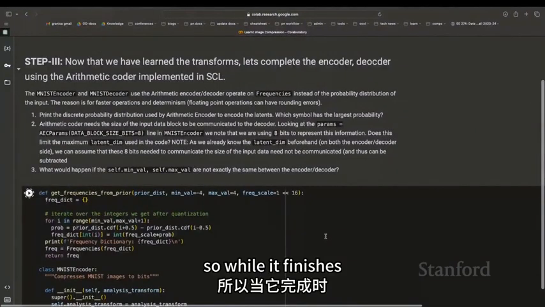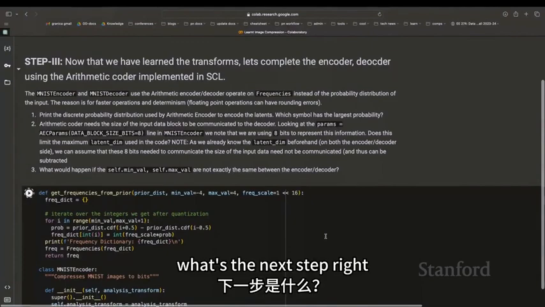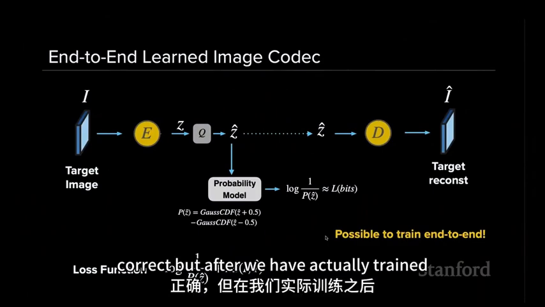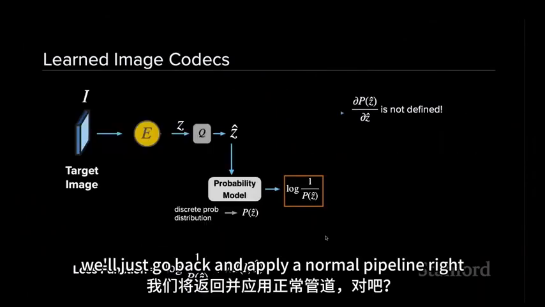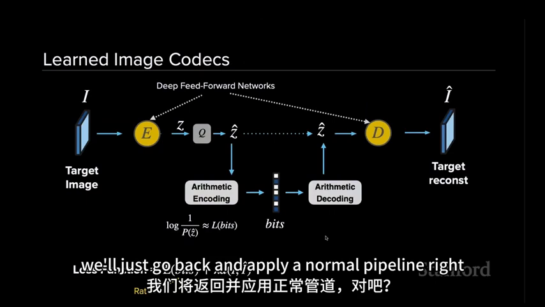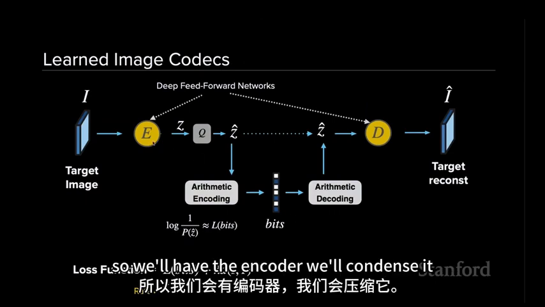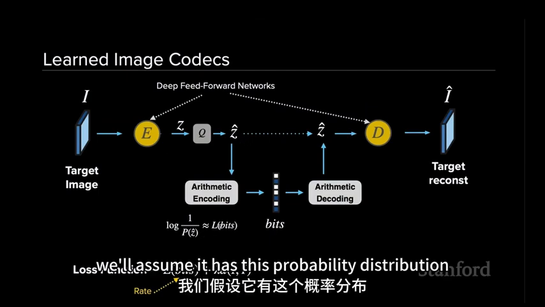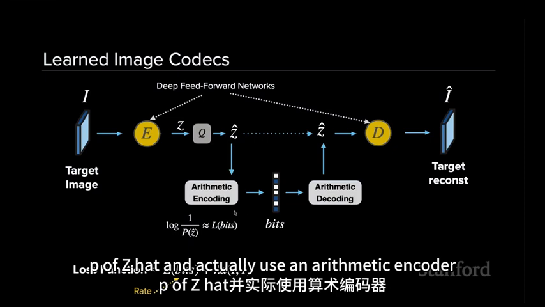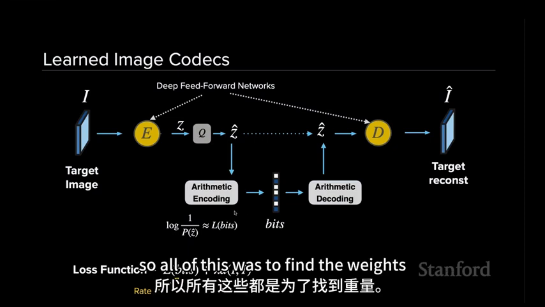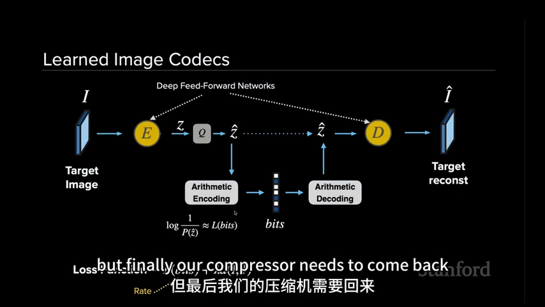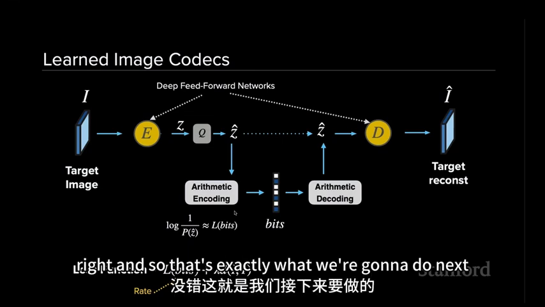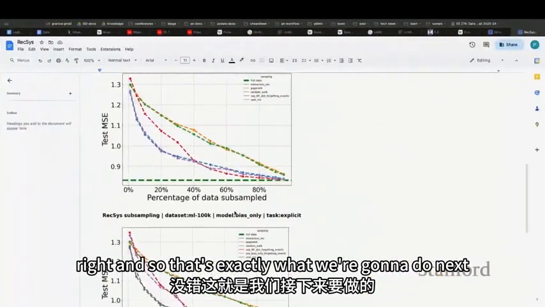While it finishes, what's the next step? All of this we did for training. But after we have trained, we go back and apply a normal pipeline. We have the encoder, we quantize it, we have some Z hat, we assume it has this probability distribution P of Z hat, and actually use an arithmetic encoder. All of this was to find the weights of the encoder and decoder, but finally our compressor needs to come back and use a real lossless compressor. And that's exactly what we are going to do next.